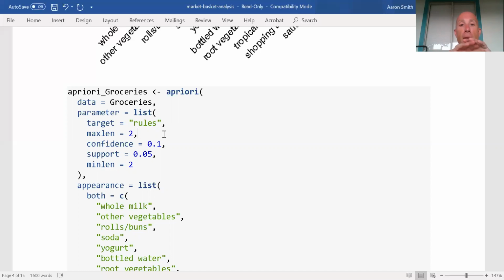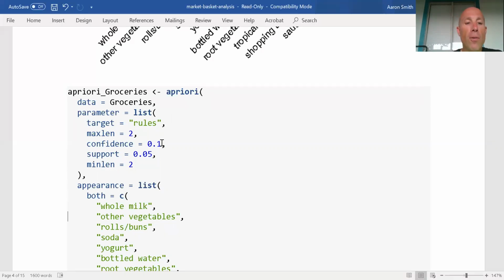The 3 as a chain is different than the 2 separate. Now, confidence, what I'm saying here is what is the minimum confidence to be included in my rule set? What's the minimum support? And what is the minimum length? And usually you want to just put 2.